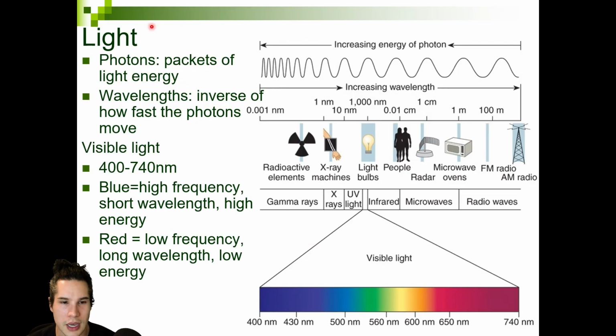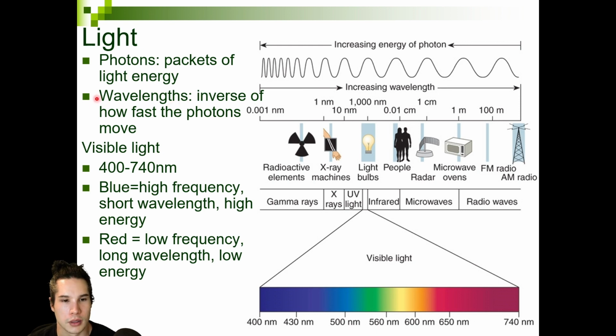So this isn't a physics class, so we don't need to go too deep into the properties of light. But a few things could be helpful when trying to conceptualize photosynthesis. So first, we have the term photons. That just describes packets of light energy. So light will travel in the form of photons. Now, when light travels, it will travel at various wavelengths.